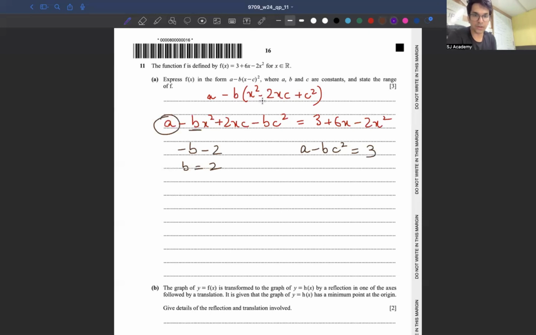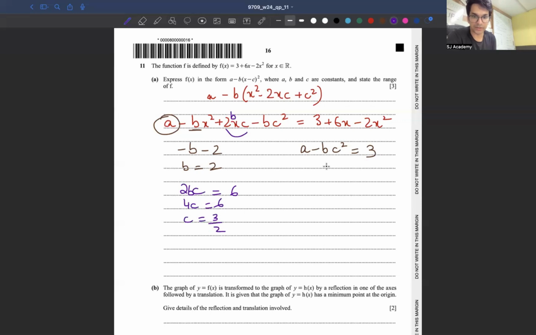And the coefficient of x over here is 2bc, so this is 2bxc. So 2bc is the coefficient of x, and that is equal to 6. So we have the value of b, which is 2. 2 times 2 is 4. So 4c is equal to 6. So c will be equal to 3 upon 2.